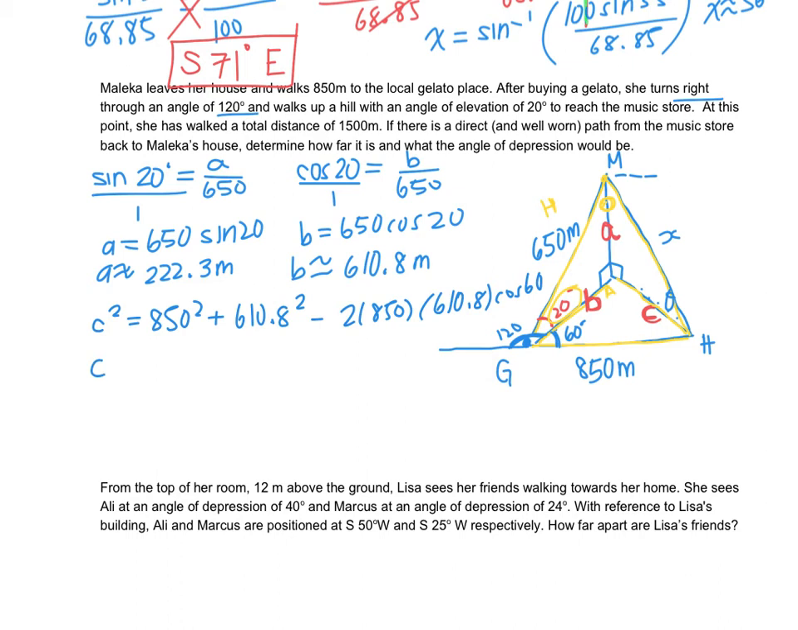Now you can plug that into your calculator and you will get 576,396.64, and then don't forget to square root both sides because that number does not make sense in this scenario, and you should get 759.2 meters. Okay, great. So now I have information I care about. So A was 223.3, C was 759.2.